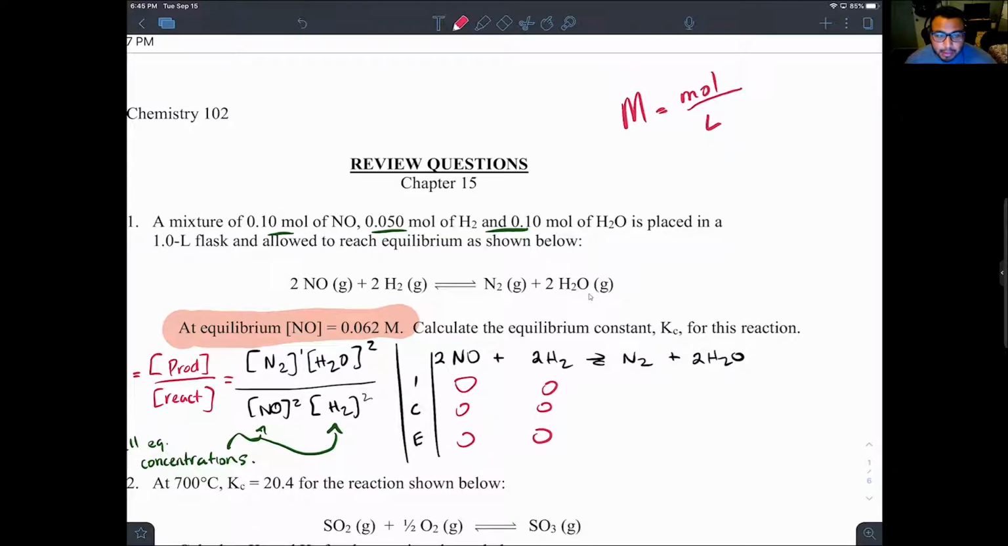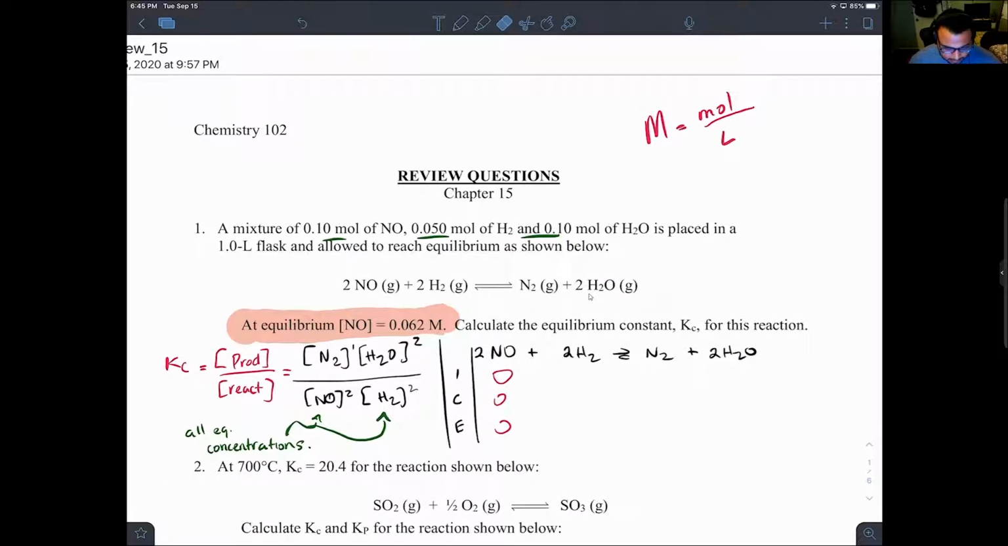A lot of the times students will mess up and not divide by the total volume of the solution. Ensure that you are inputting molarities, concentrations, into this ICE table, not moles. We'll use moles at a different time, but that's not what we're doing right now.